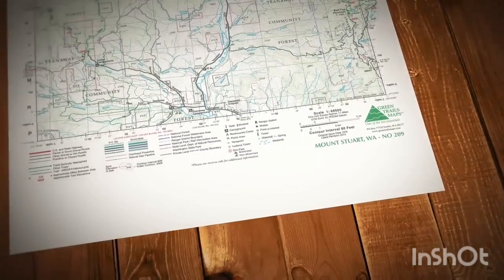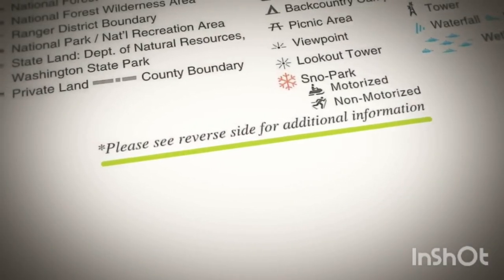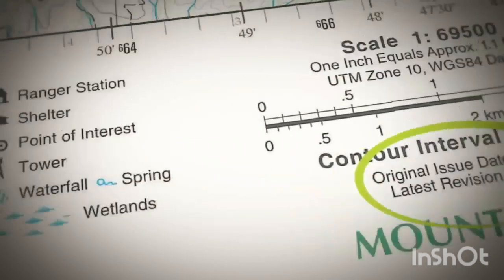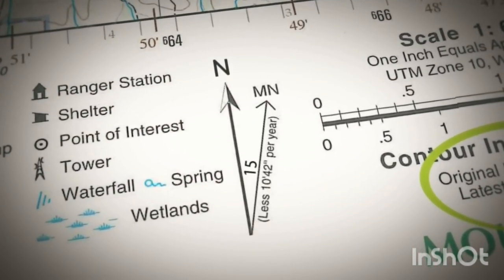Alongside the list of symbols, there are a few other important pieces of information, like details about the contour lines and the date of the map's most recent revision. This is also where you'll find the magnetic declination for the region, which you'll use.